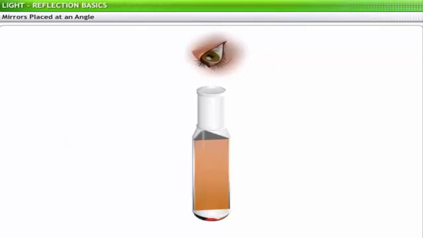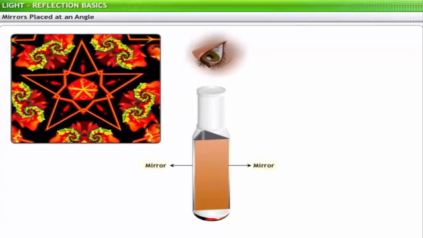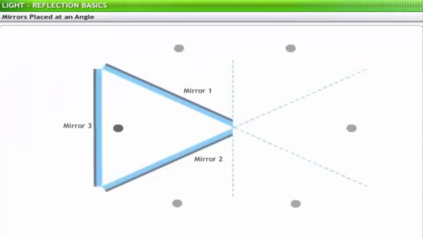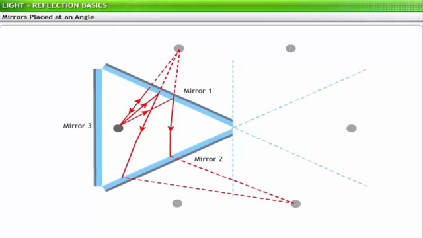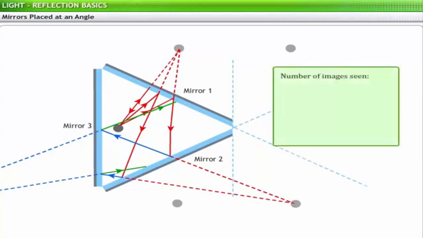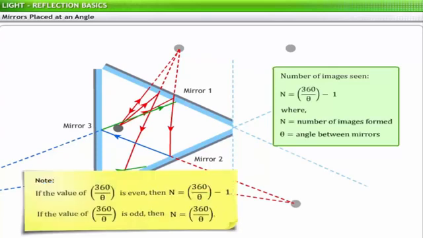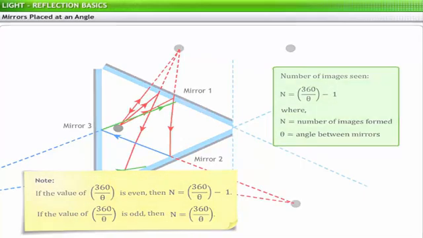Have you ever wondered about how images are formed in a kaleidoscope? A kaleidoscope uses 3 mirrors placed at an angle to produce multiple images. When mirrors are placed at an angle, the reflected ray from the first mirror is incident on the second mirror. The second mirror in turn reflects it back to mirror 3. Thus, multiple images of the object are formed. The number of images seen in such an arrangement can be calculated using the formula N is equal to 360 divided by theta minus 1.